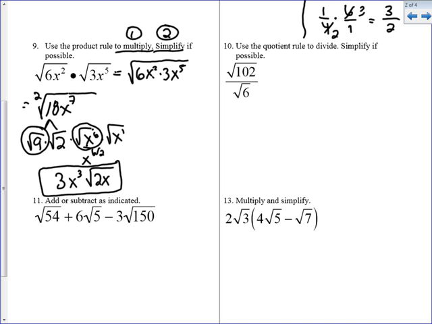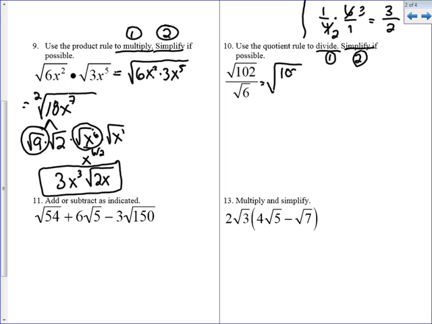Now number 10, on the extra credit sheets, number 10 is the one that I feel like was described incorrectly the most. It says use the quotient rule to divide, simplify if possible. So it's similar to the previous problem, divide first, simplify second. So divide, just like we can multiply radicands if you have the same index, I can divide radicands. So I can divide.